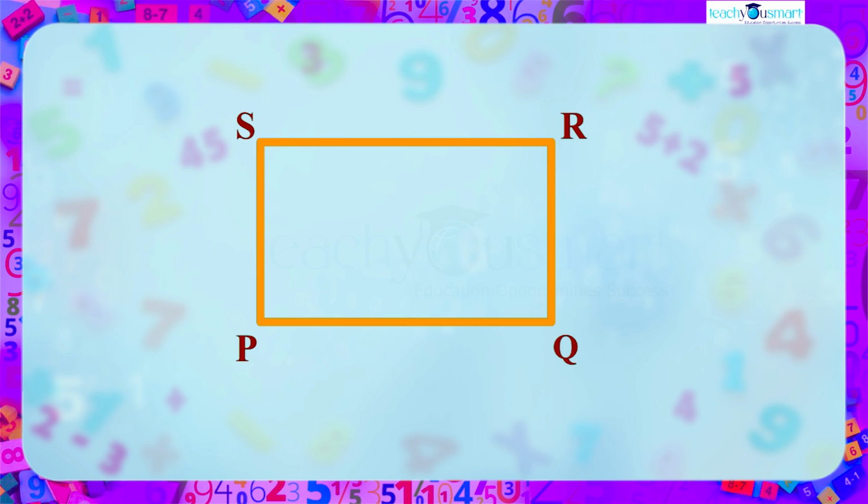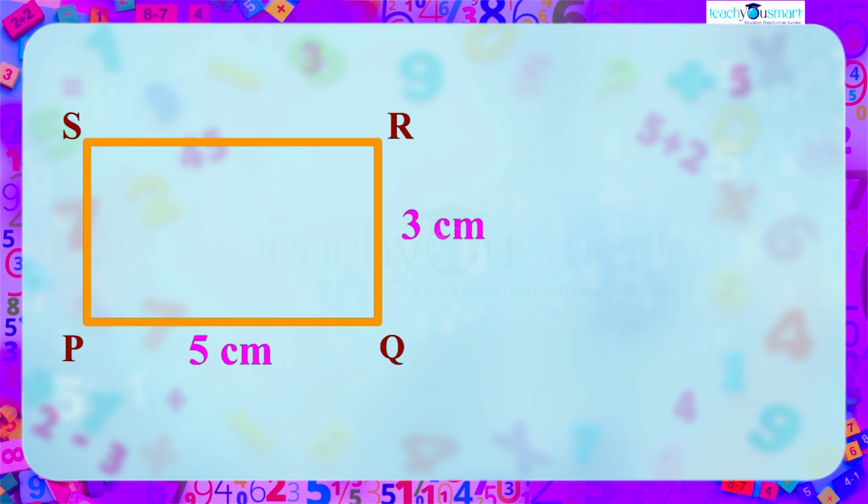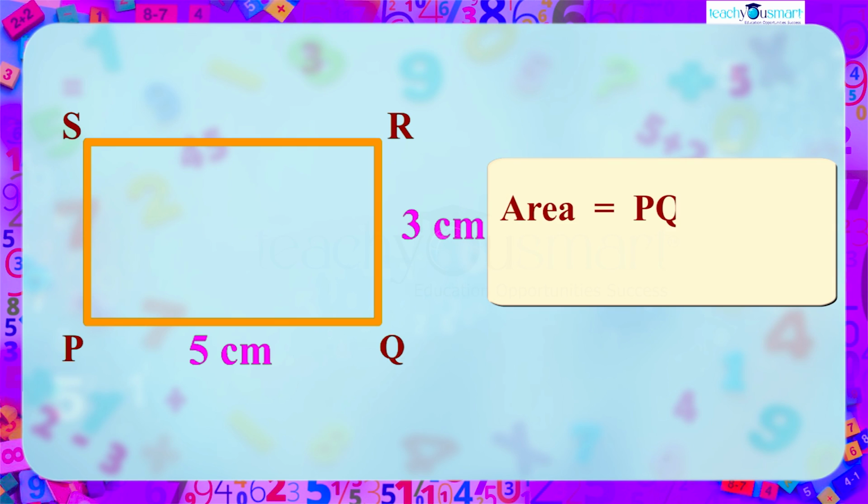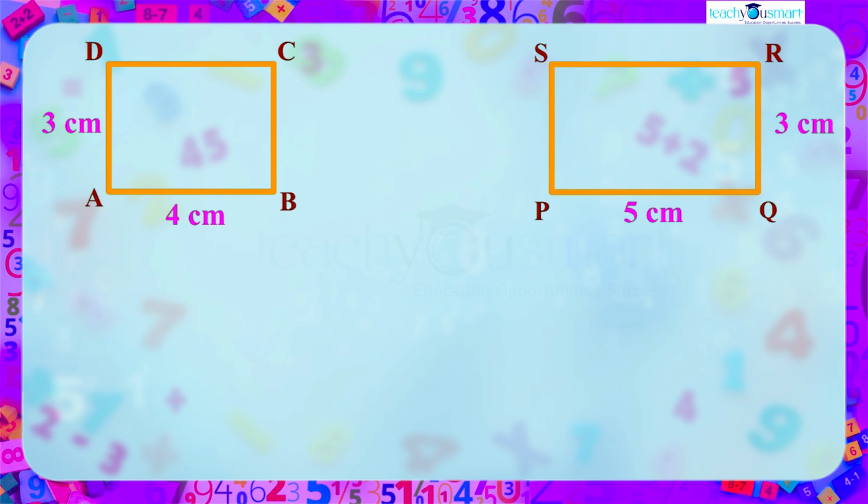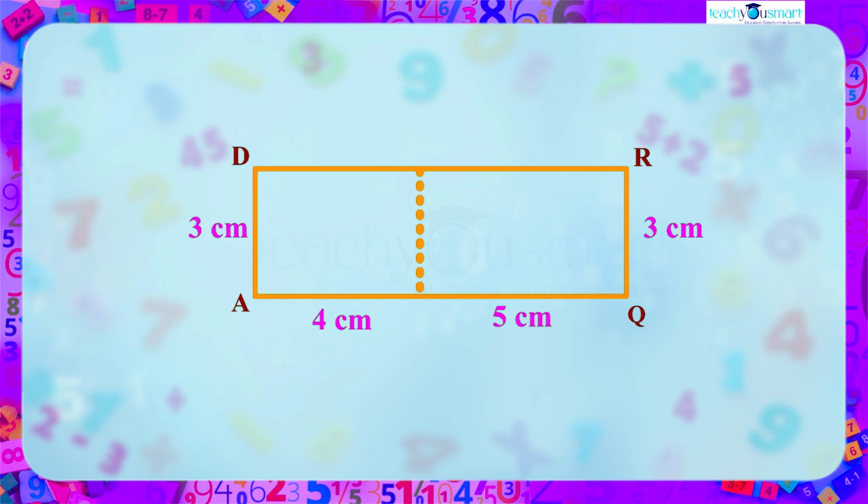Now, take another rectangle PQRS having the same width. QR equals 3 centimeters and length PQ equals 5 centimeters. Then its area is PQ multiplied by QR equals 5 multiplied by 3 square centimeters. Here, both rectangles have the same width. When we connect these two rectangles, we get a new rectangle AQRD.